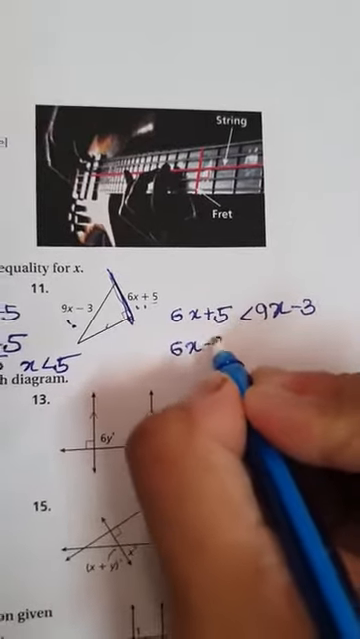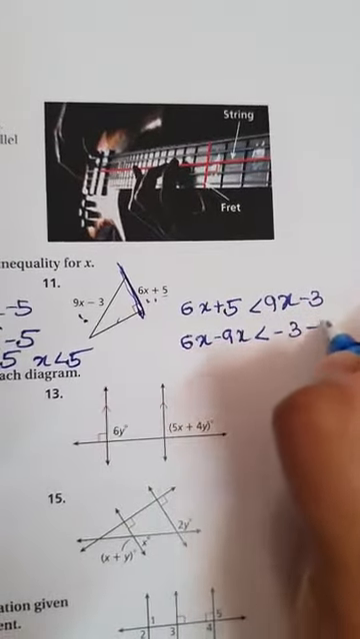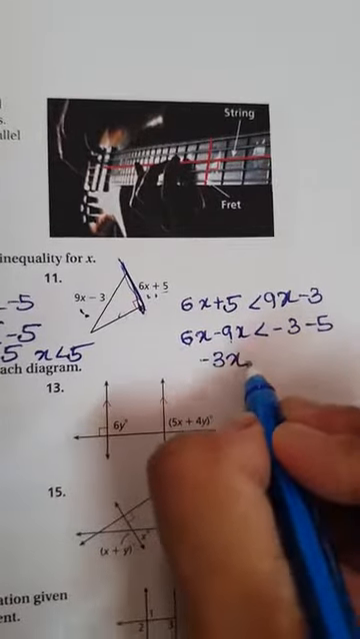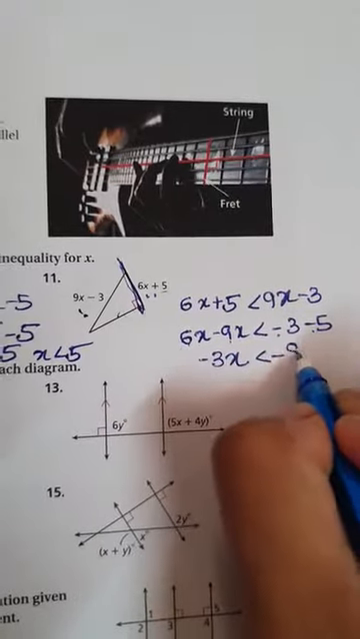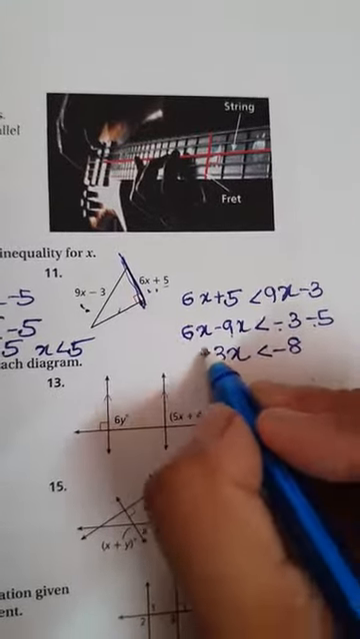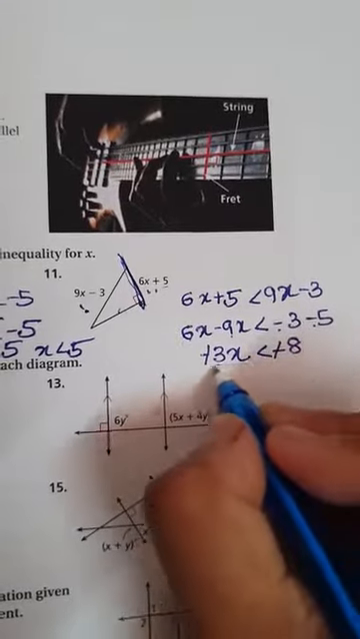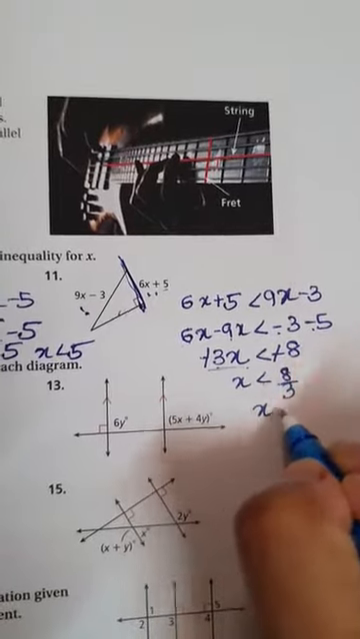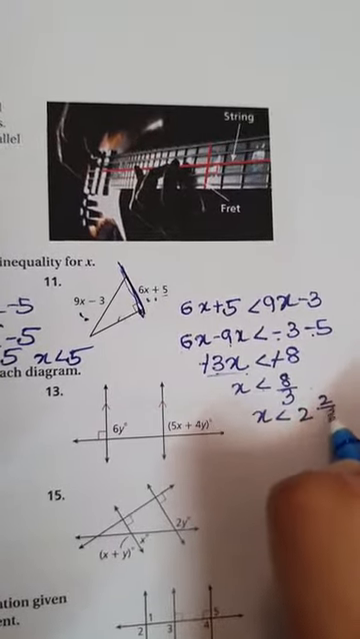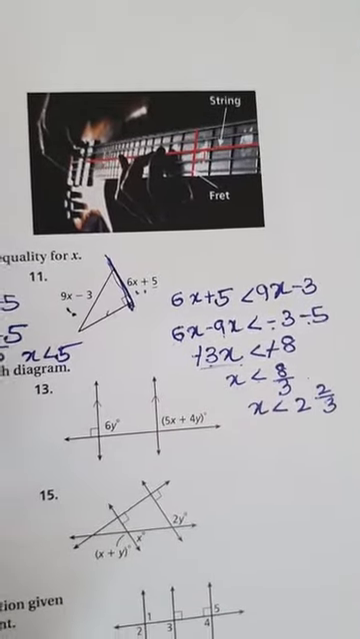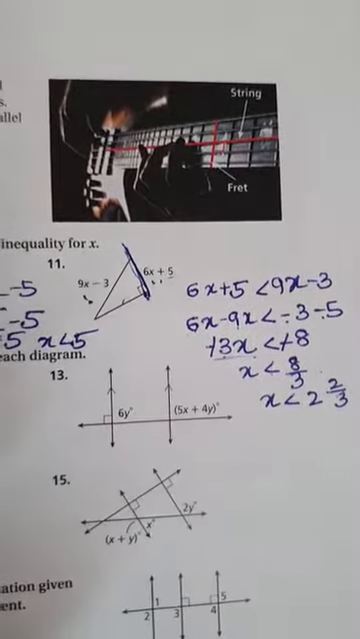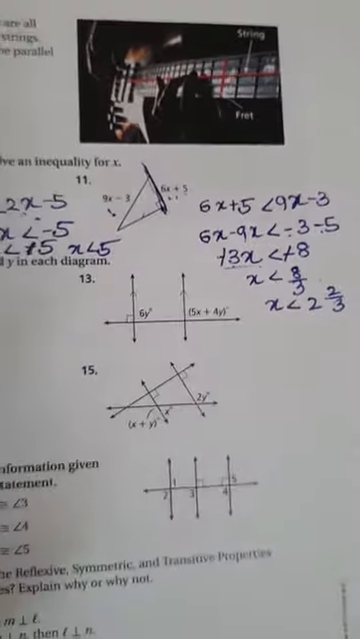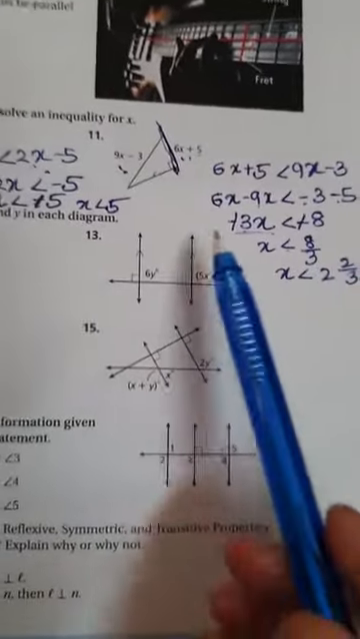Bring all the x's to one side and move the numbers to the other. So 6x minus 9x is going to give you minus 3x, and minus 3 minus 5 is minus 8, right? So you can cancel the minuses. So x is going to be less than 8 over 3. That's how you solve inequalities. If you didn't understand, do watch the explanation again. Yes, you will understand. It's not a very difficult thing to understand.